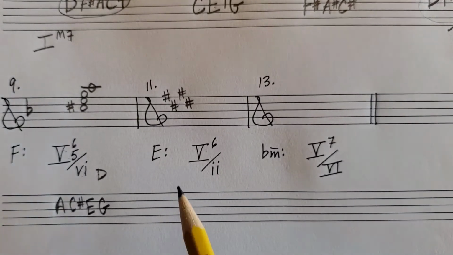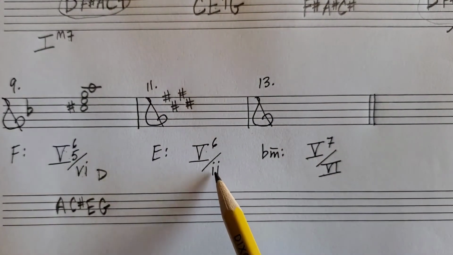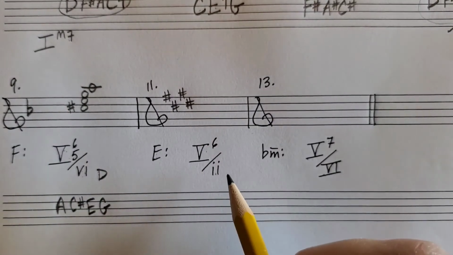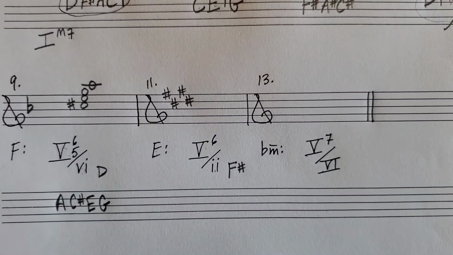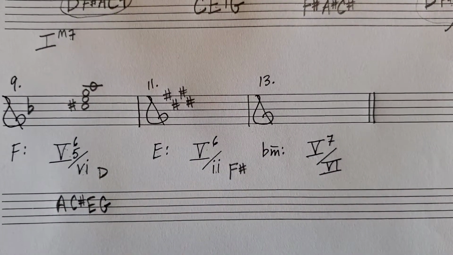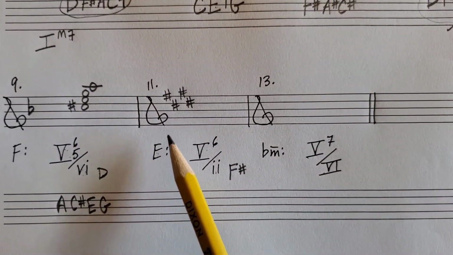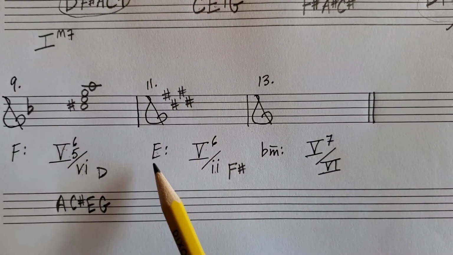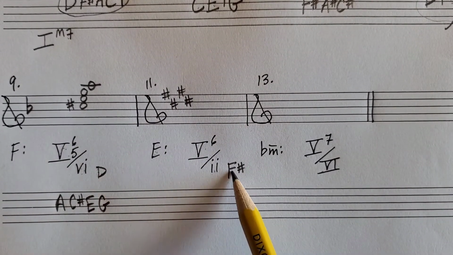Okay, first thing, as always: in the key of E, what's number 2? Number 2 is F sharp. Now be careful. If you thought it was F, you're going to have the wrong spelling. Make sure that whatever key you're in, you use the accidentals from the key signature. So in the key of E, 2 is F sharp.